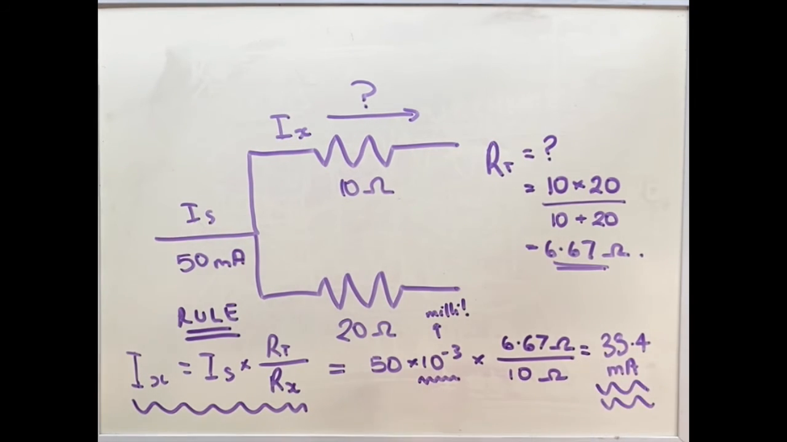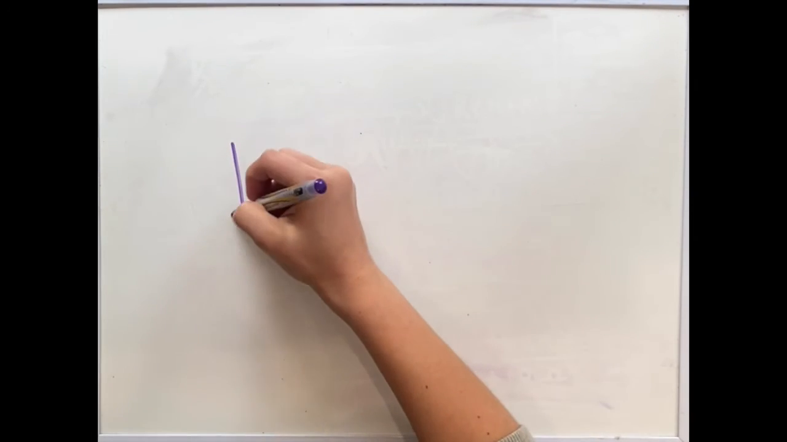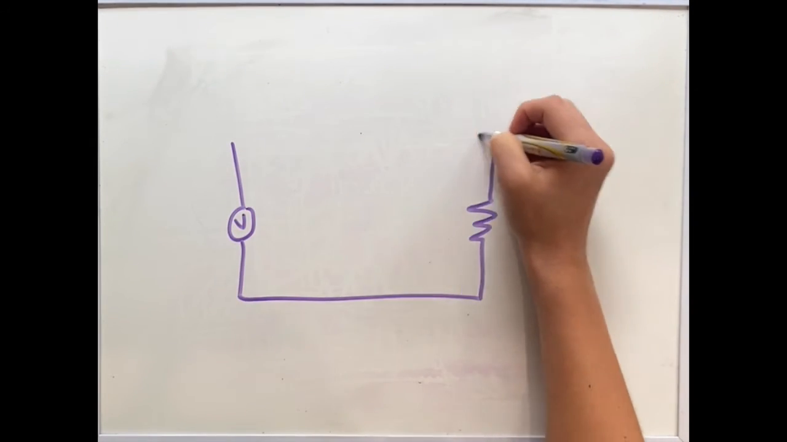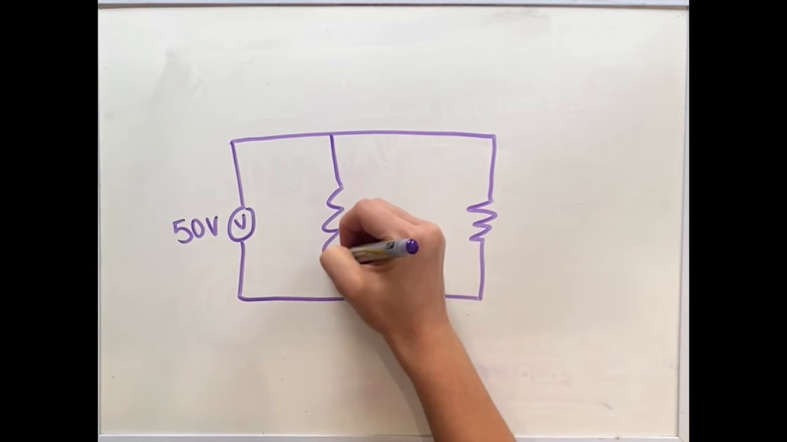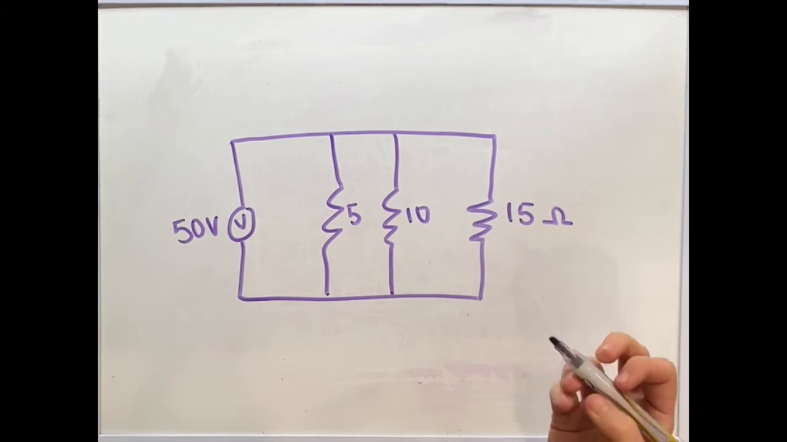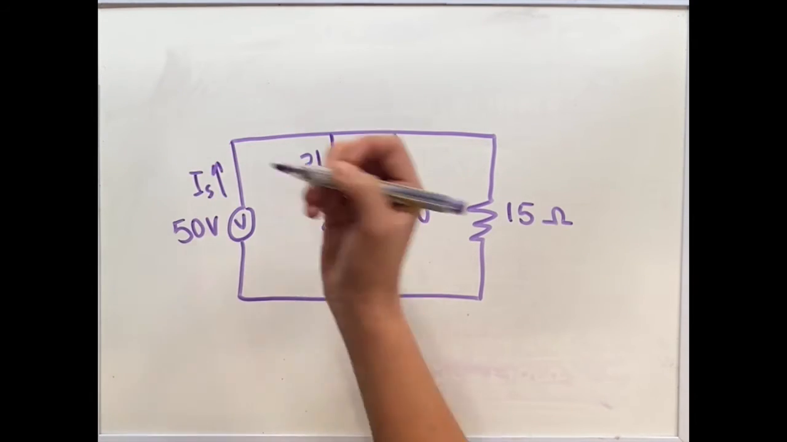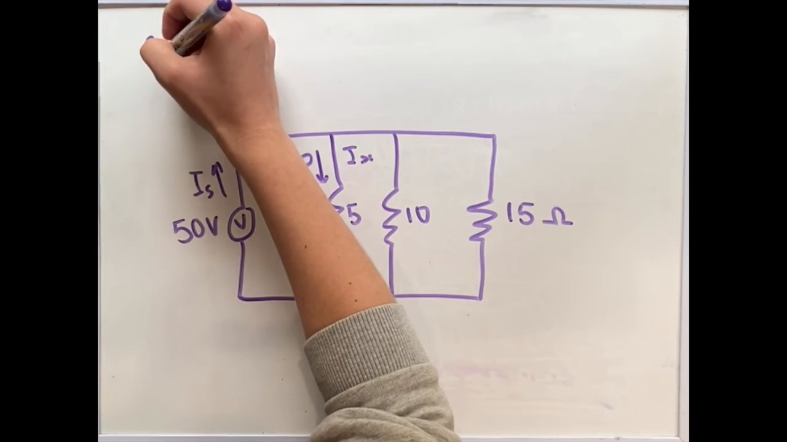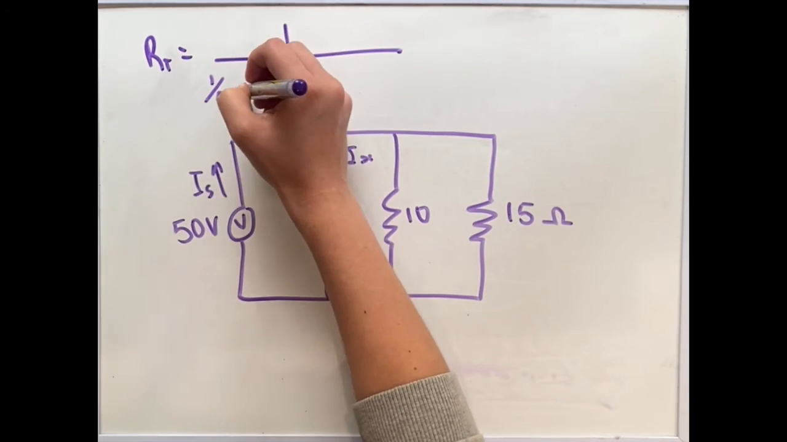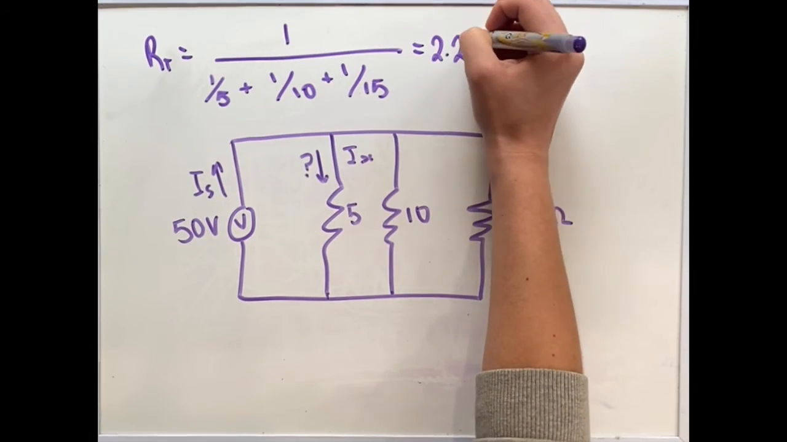We'll finish with a bit of a harder example. You're given this parallel circuit with a voltage source of 50 volts and resistances of 5, 10, and 15 ohms each. You have to find the current through the first branch. First, we find the total resistance to be the reciprocal of 1 over 5 plus 1 over 10 plus 1 over 15, which gives approximately 2.73 ohms.